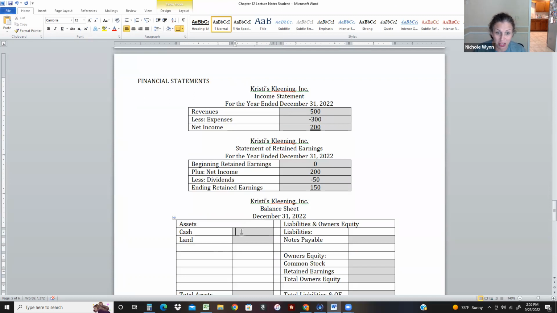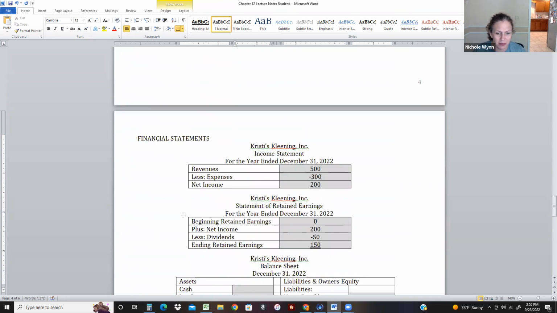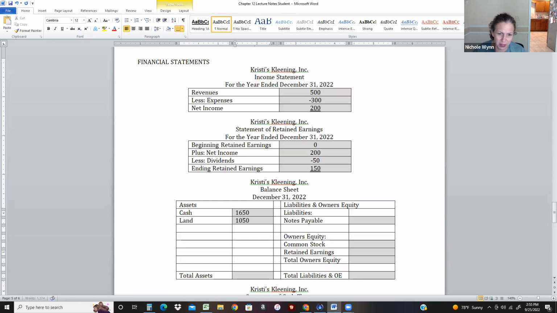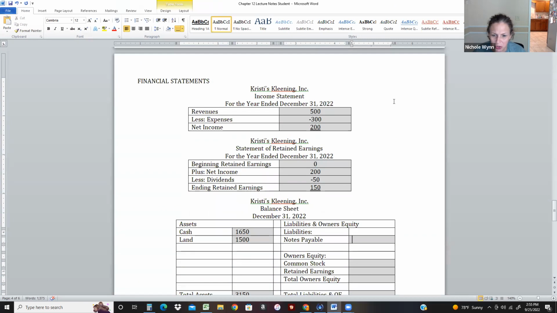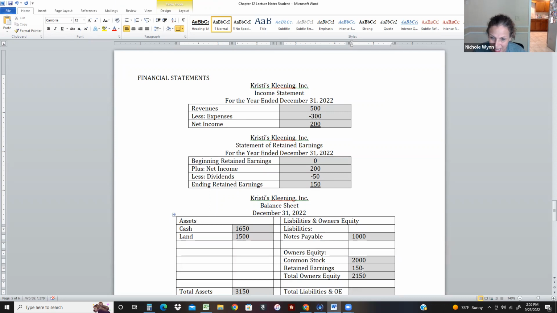For my assets, I only have two. I have cash and land, $1,650 and $1,500, for a total of $3,150. Then notes payable. My notes payable was 1,000 and my common stock was 2,000. And then my retained earnings comes from here. I don't want to use the fact that I had retained earnings, I had no retained earnings on the previous page. I use ending. So that's 150. So total owner's equity is 2,150 and total liabilities and owner's equity is 3,150 and I am in balance.